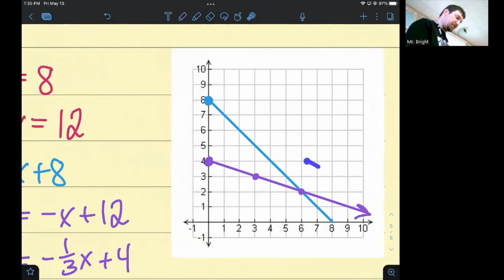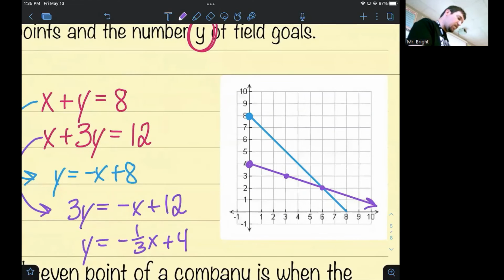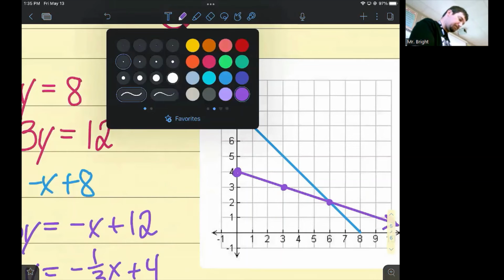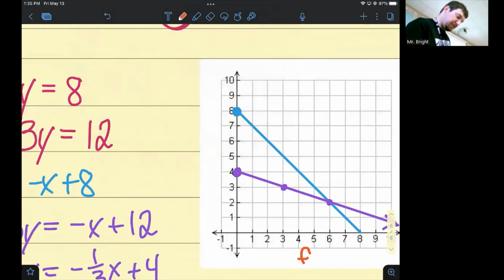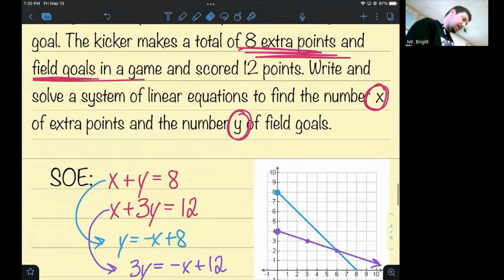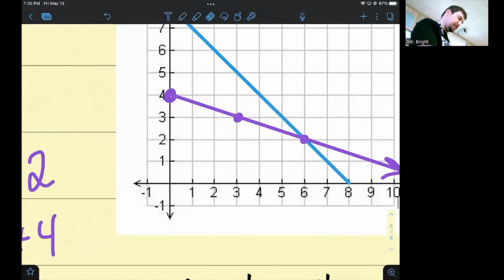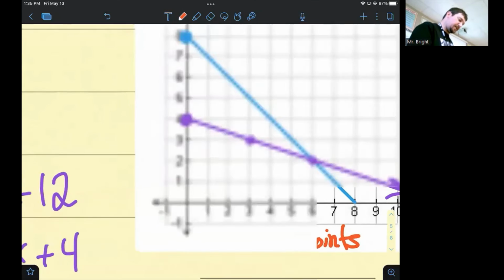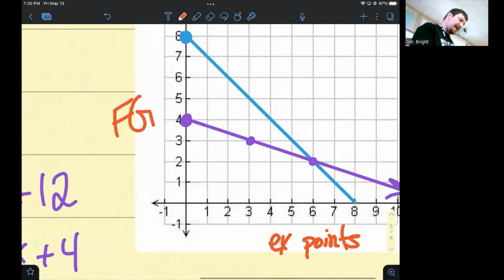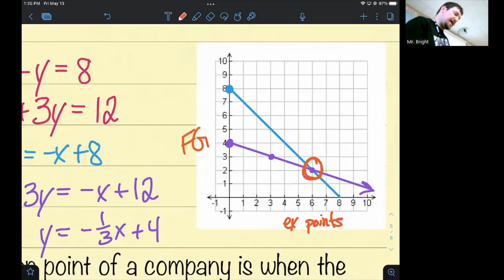And then we have our intersection point. Remember, x was the field goals. So the x-axis is the field goals. No, that's not right. X was the extra points. Sorry, misread that. So these were the extra points, and this axis was the field goals axis. And so when those points intersect right there, the x value being 6 means 6 extra points and 2 field goals.